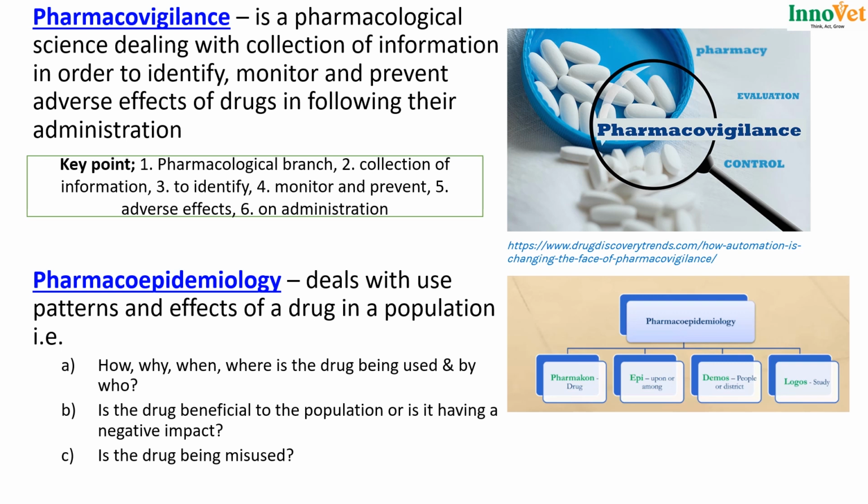Pharmacoepidemiology is going to focus more on the use patterns and effects of a drug in a population. How, why, when, where is a drug being used? So you're looking at the use patterns and the effects of a drug within a population.